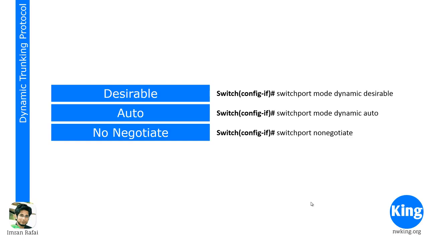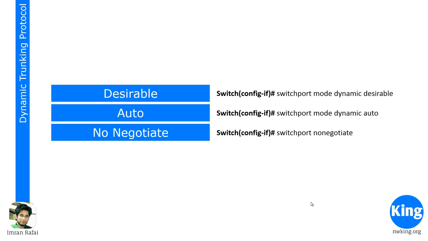So in DTP there are three modes, or rather there are two modes: dynamic desirable mode and dynamic auto. And the third thing that you see here on screen is no negotiate. That is a way to disable DTP. So let's start from the top. When a switch port is in the dynamic desirable mode, it immediately starts sending out DTP packets, and that means it starts sending DTP packets to negotiate.